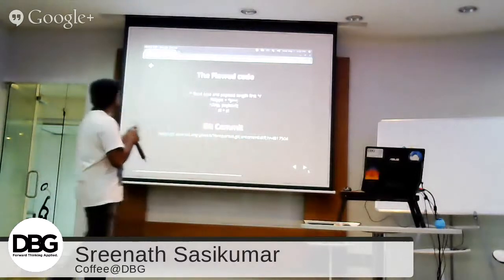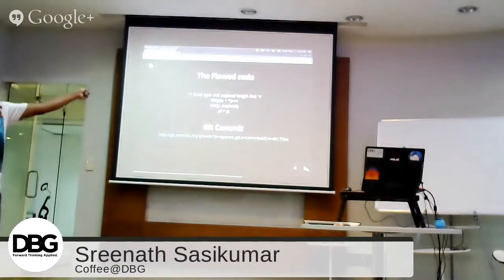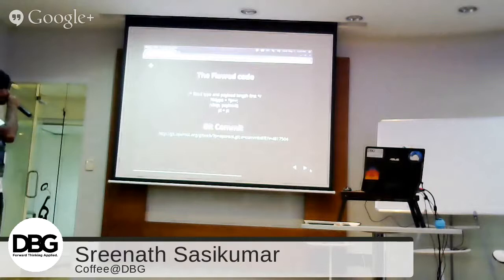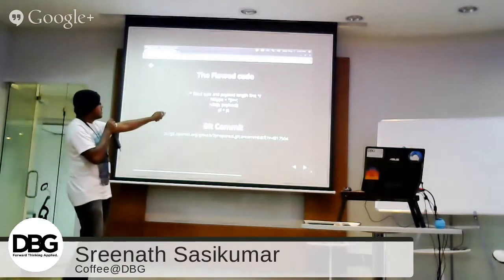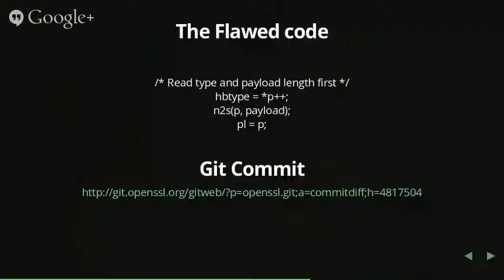Right. So this is how the flawed code would look. Over here, it takes some data. This P, when you assign to PL, this P which comes in, this data is from the payload. The payload which comes in is not validated. So that becomes a problem.